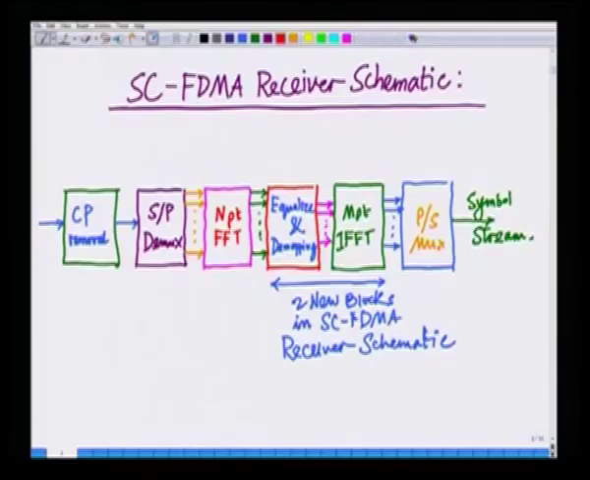In the last lecture, we concluded our discussion on SCFDMA, that is single carrier frequency division multiple access, which is one of the solutions to reduce PAPR in an OFDM system. And we said in SCFDMA, we introduced two blocks, one is the equalization and demapping block, the other is the M point IFFT to essentially reverse the M point FFT that is done at the transmitter in this SCFDMA system.